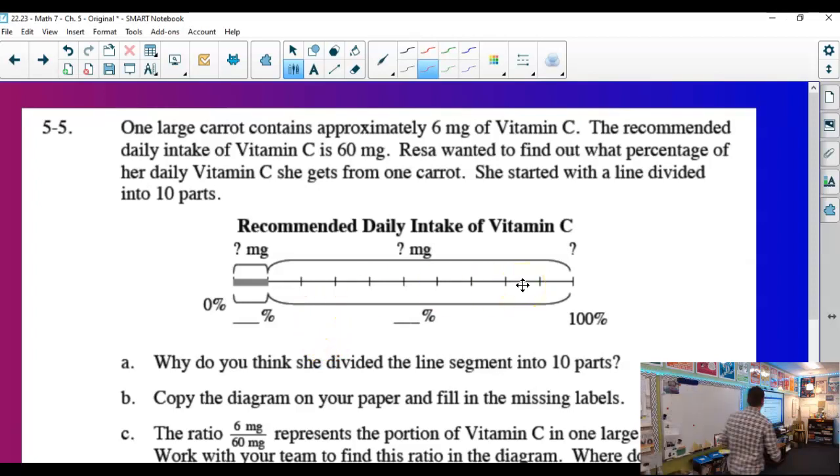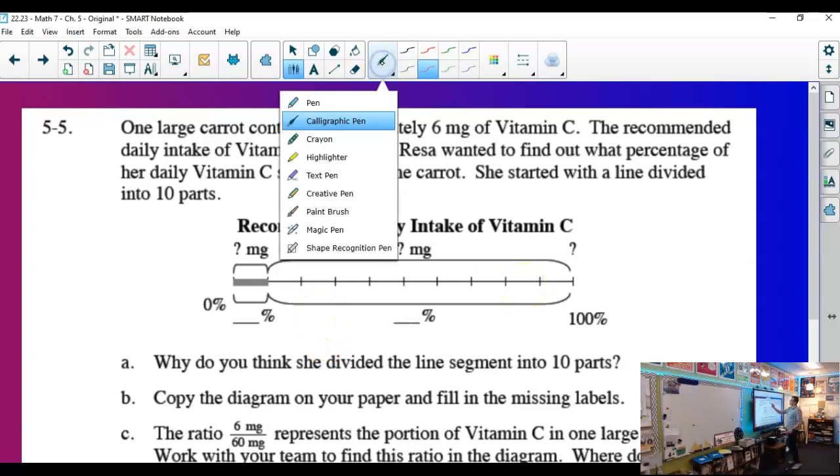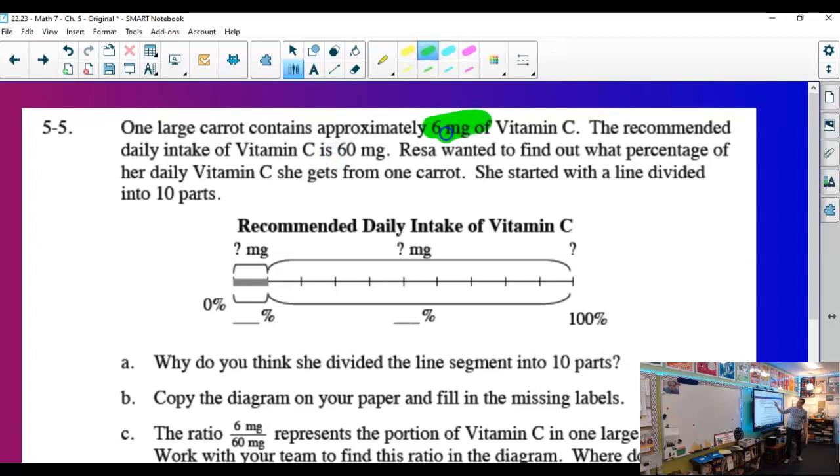So 6 milligrams. Here's your info that you need. 6 milligrams of vitamin C is in 1 large carrot, not the baby carrots, love those, but a full-size carrot. You want 60 milligrams each day. So Risa wants to calculate what percentage of her vitamin C she is getting from a carrot. So chat with your neighbor.